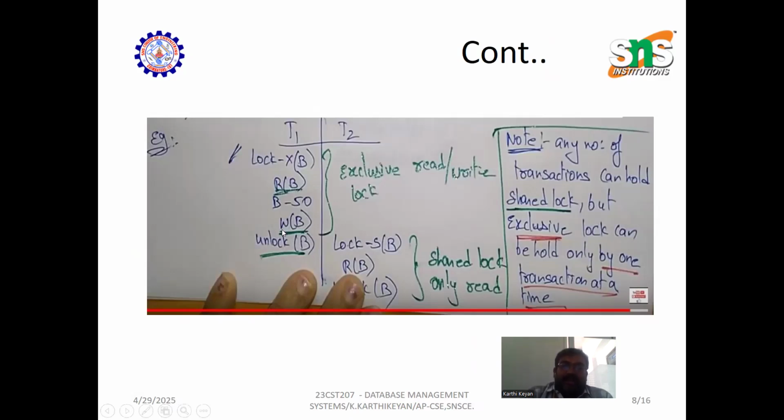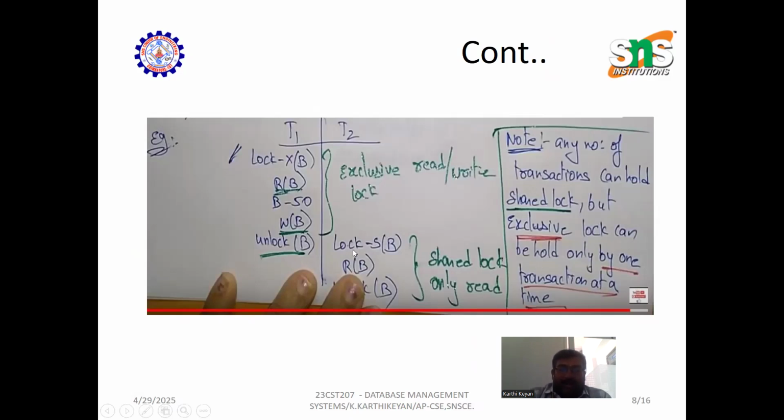So 950 you can write back into the database server. The same condition you can apply for 95 rupees. So for 95 rupees you can apply W of B, and after completion you can write it to your database server. And this is called exclusive lock.